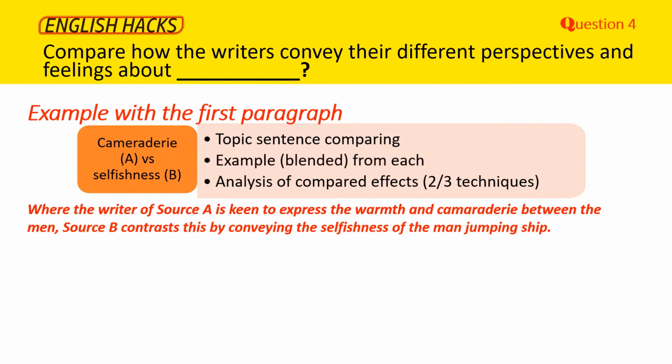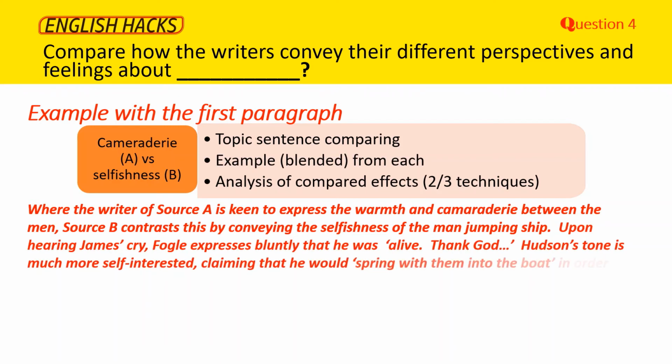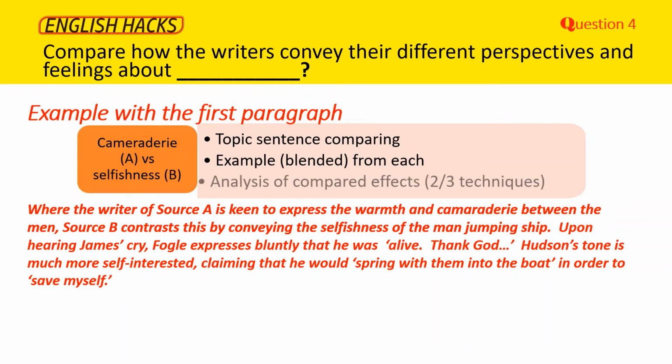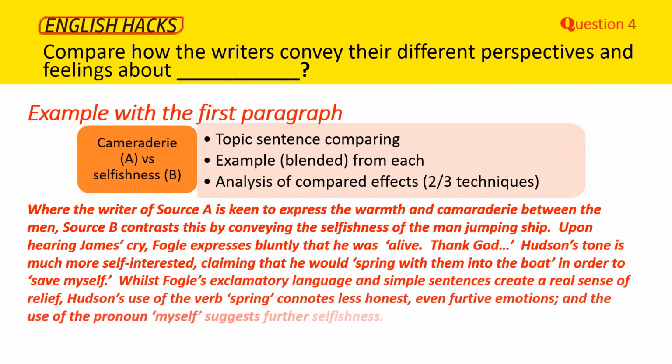Next, our example, blended from each of the texts. Upon hearing James's cry, Fogel expresses bluntly that he was alive, thank God. Hudson's tone is much more self-interested, claiming that he would spring with them into the boat in order to save myself. Now we're going to analyse the compared effects, remembering to include at least 2 to 3 techniques. Whilst Fogel's exclamatory language and simple sentences create a real sense of relief, Hudson's use of the verb spring connotes less honest, even furtive emotions, and the use of the pronoun myself suggests further selfishness.